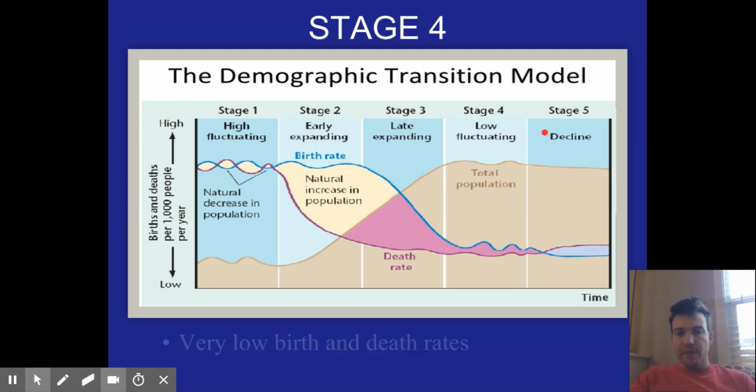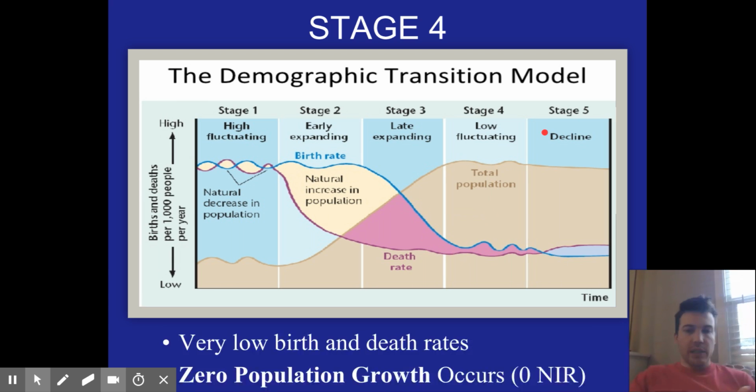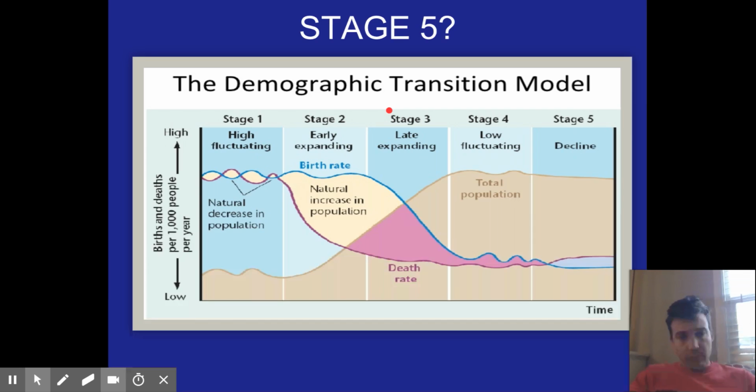Stage 4 is at zero population growth, a zero NIR, natural increase rate. And that's really important. It's some zero, by the way. So it's not like, oh, well, now we're in stage 3 because we grew by 1 person a year. It kind of flip-flops a lot, depending on really weird things that aren't important to geography, but interesting things happen and people have babies. War, etc.